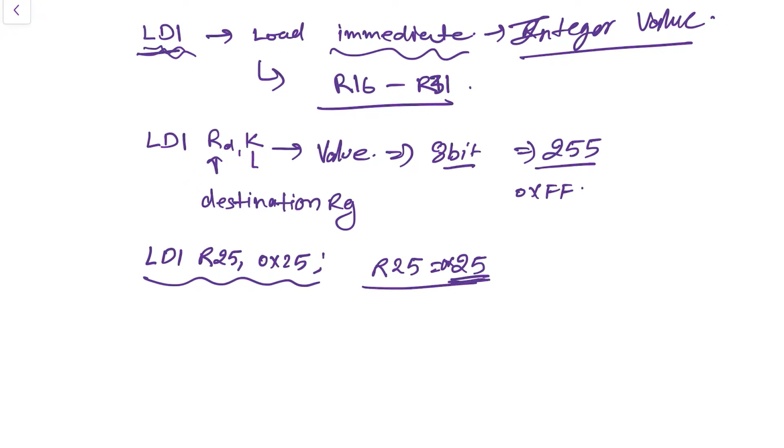This hexadecimal value 0x25 is 0010 0101 in binary, so this value will be loaded. Here if you see, this bit corresponds to 1, this one corresponds to 4, and this one corresponds to 32. So 0x25 is equal to 37 in decimal. So R25 would be loaded with the decimal value 37.